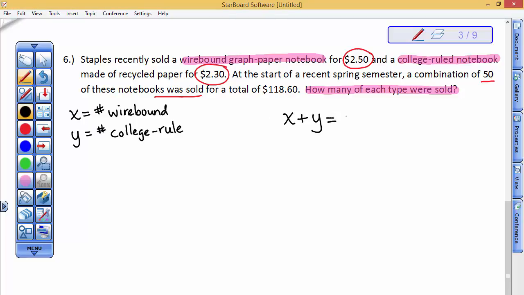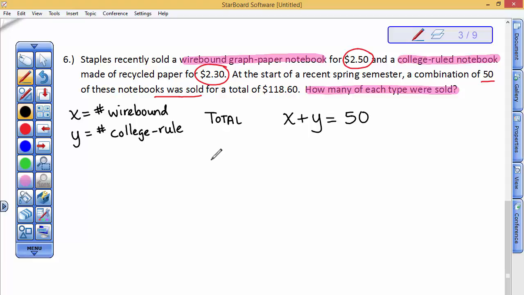I call this my total equation. In many of these physics and chemistry problems that you're going to see with me, we have this total statement about how many notebooks, how many ounces, how many pounds, how many newtons of force. So there's my total statement.